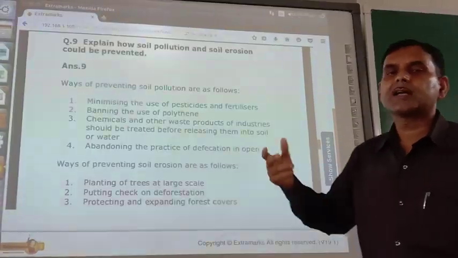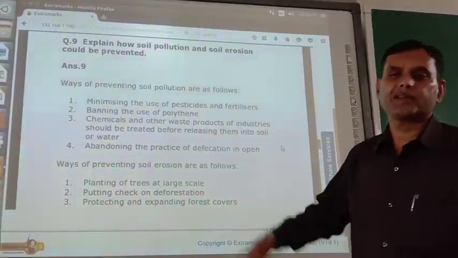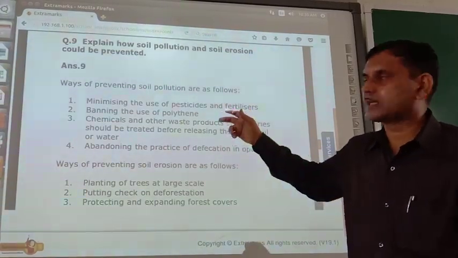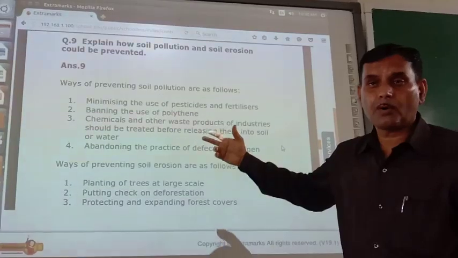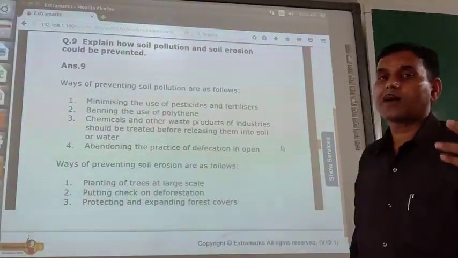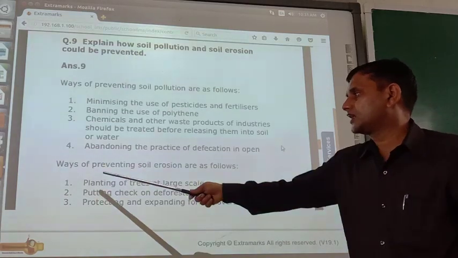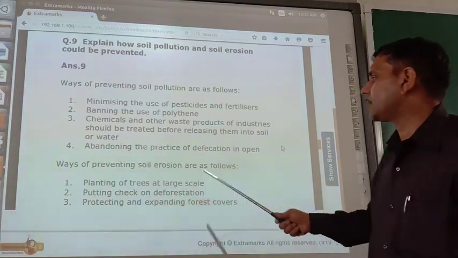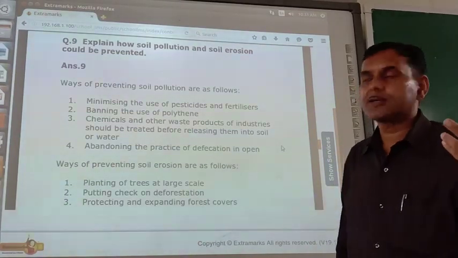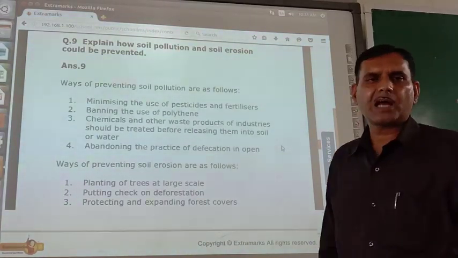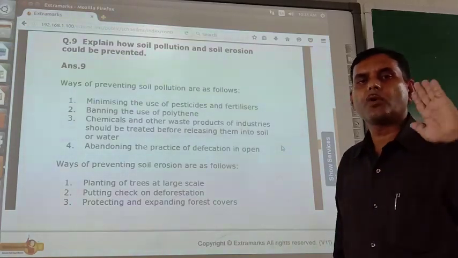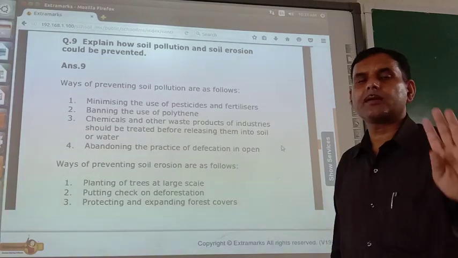Now next one is abandoning the practice of defecation in open. So we should not defecate in open. That is also one of the ways of polluting the soil. So if we stop all these practices, then our soil could be prevented from pollution. Next, ways of preventing soil erosion are as follows. How can we prevent soil erosion? So number one, plant more and more trees.